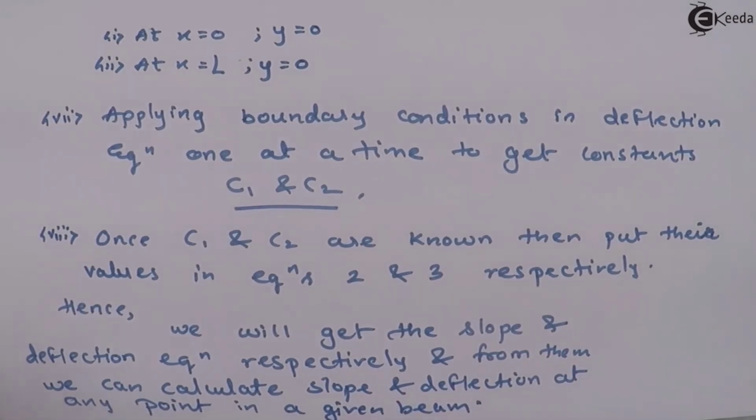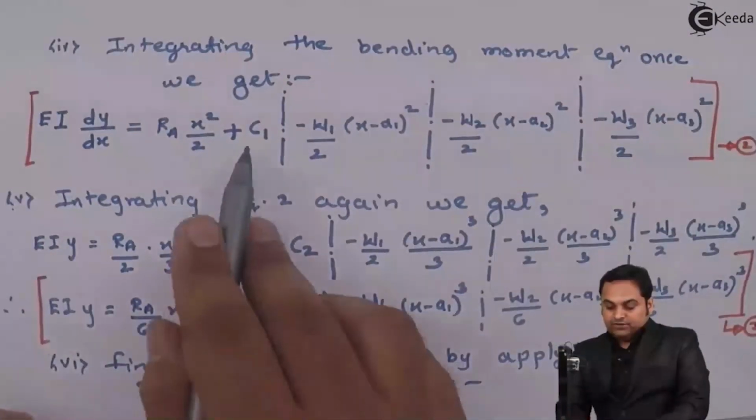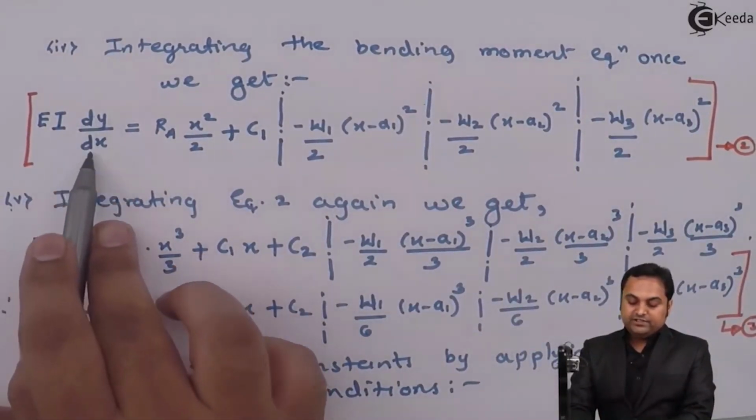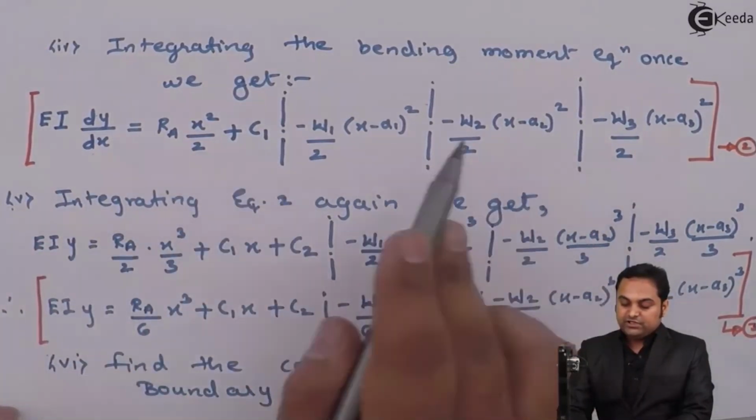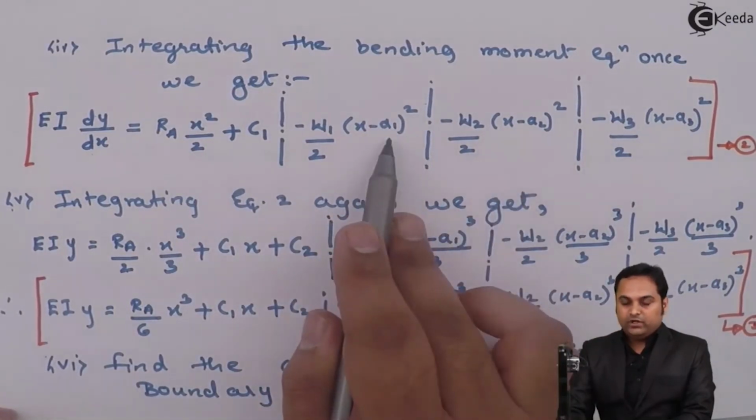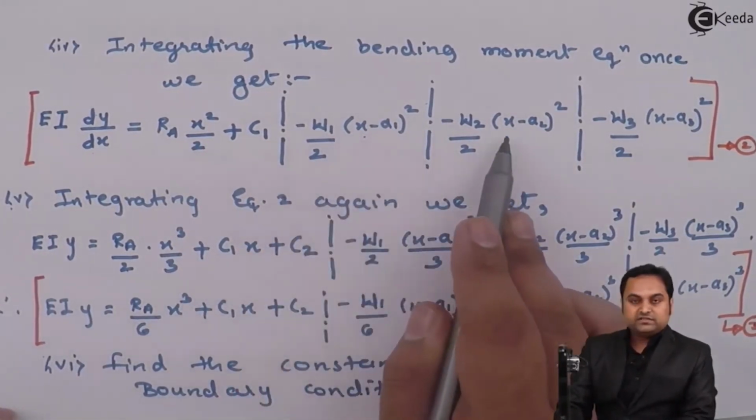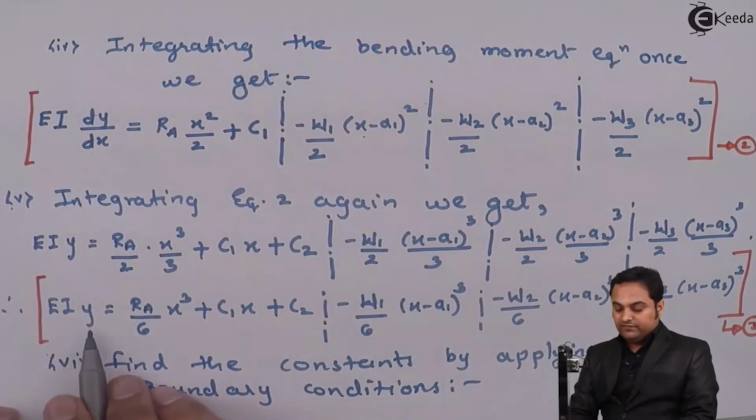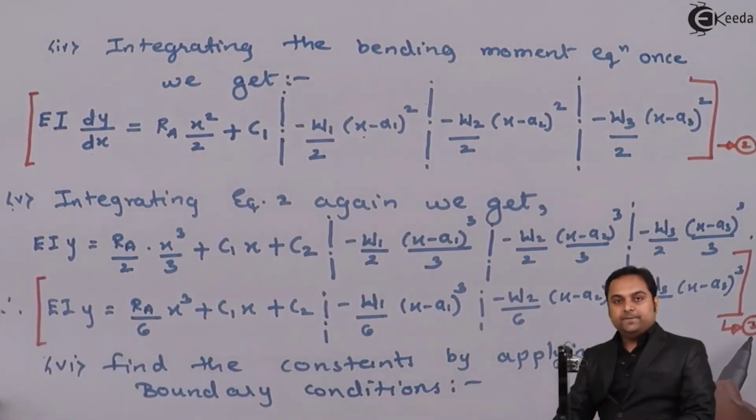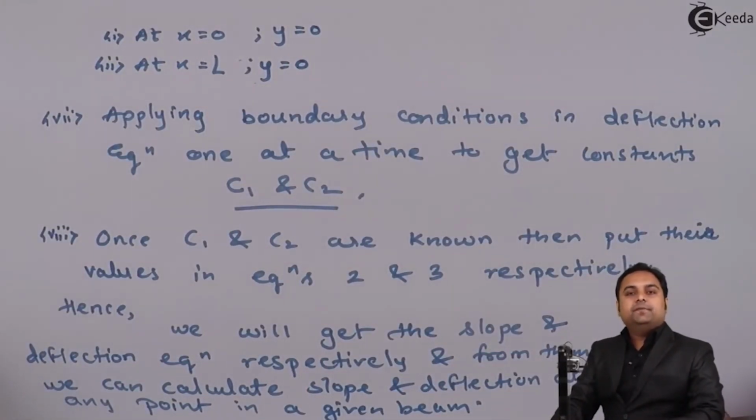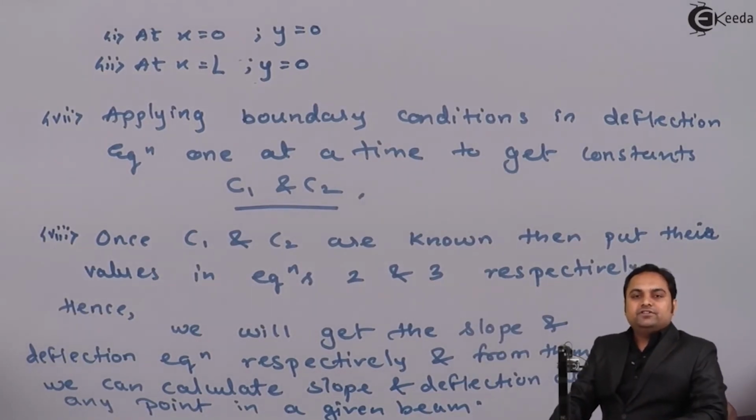So after putting the constants C1 and C2 in equations 2 and 3 respectively, from equation 2 we will get the slope equation, that is dy by dx, and once the constants are known, we know the value of Ra. We just have to shift the distances, and once we shift the values of x, that is different values of x, we will get different values of slope. Similarly, we can get different values of deflection from equation 3. So here in this video we have seen how to use Macaulay's method, what is meant by Macaulay's method, and by using the double integration method we can get slope and deflection for a given beam.